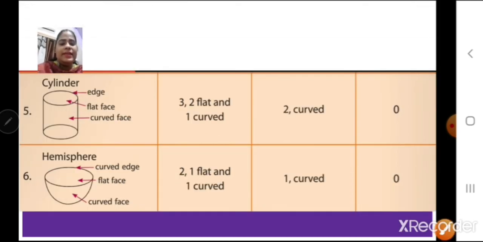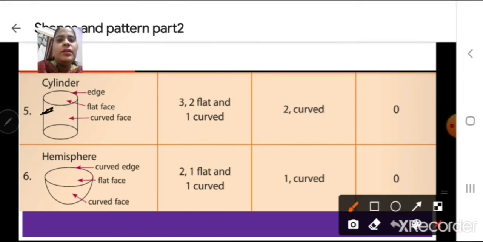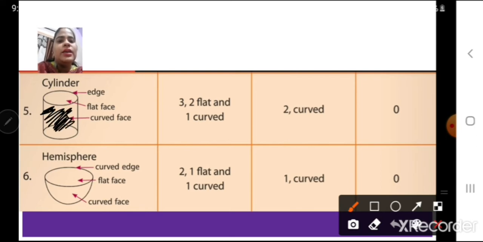Next we have cylinder. In a cylinder, you can see it is long in shape. It's like a water bottle that you know. It's a cylinder shape. So in a cylinder how many faces are there? You can see there are 3 faces. One is the curved one here. This is one face, this is one more flat face up here, and down here there is one more flat face. So there are 3 faces in a cylinder.